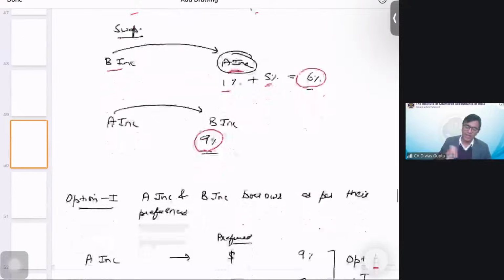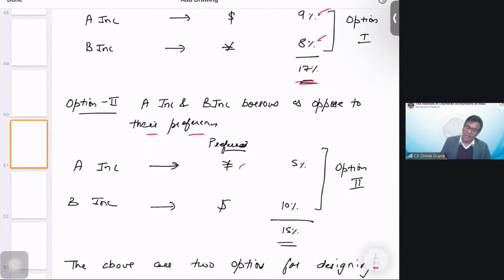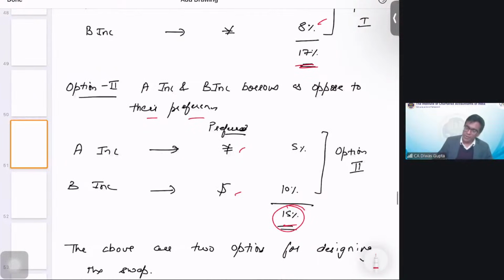Now we devise the different options. Option 1, A Inc. and B Inc. borrow as per their stated preferences. So what is their rate? 17%, right? 9 here and 8 here. Similarly, if A and B borrow as opposed to their preferences, with the similar logic that we have applied in our discussion, A will borrow in yen and B will borrow in dollar. So in totality, they will end up borrowing at 15%. So these are the above two options. Which option will you choose, students? 17 or 15? Option 1 or option 2?